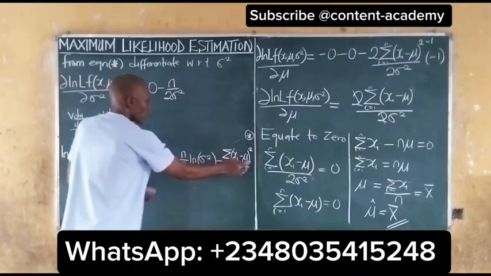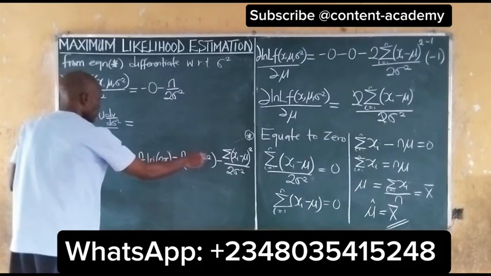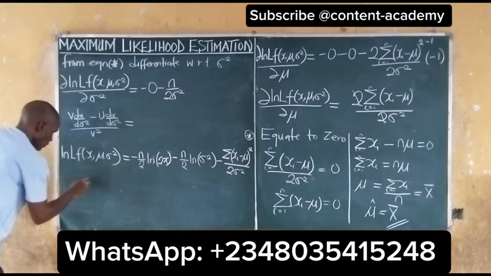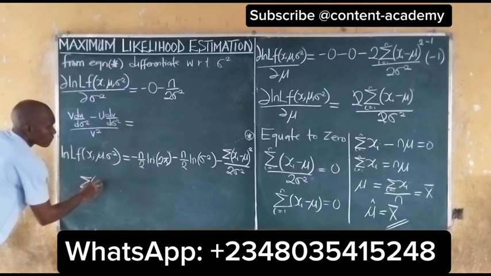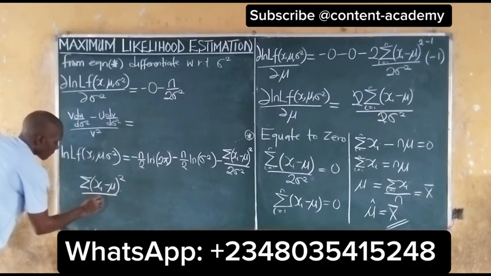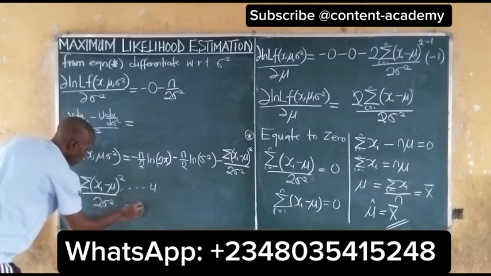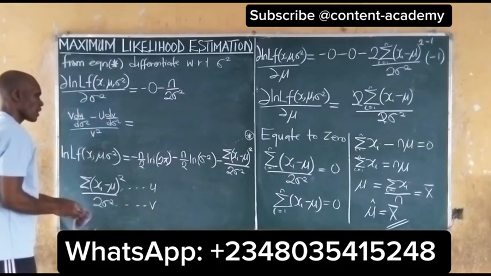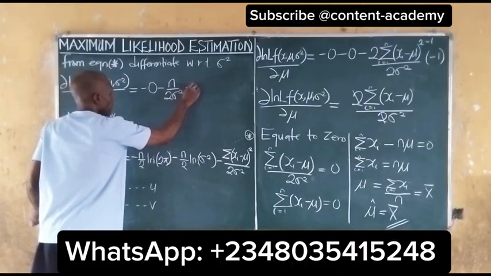Let's take this to be our u and this to be our v. So we are differentiating. Let's write it out: the summation of (xi minus mu) squared all over 2 sigma squared. So this is our u and this is our v. Now we can easily remember there's a negative sign here.